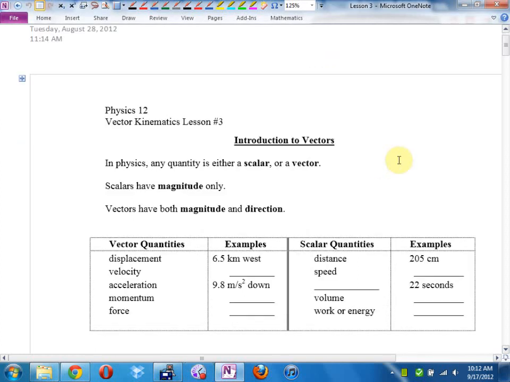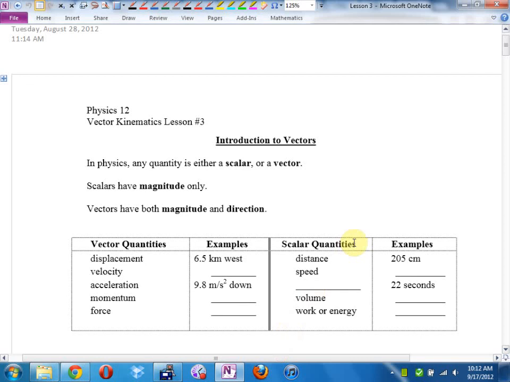So this is, in theory, review. I wrote an introduction to vectors. I'm teaching it as though you've forgotten everything. In physics, hopefully you may recall from last year, every quantity is either a scalar or a vector. Scalars have magnitude only, they only have size. Vectors have both magnitude and direction.